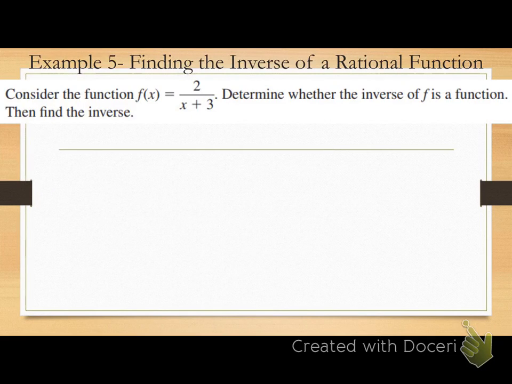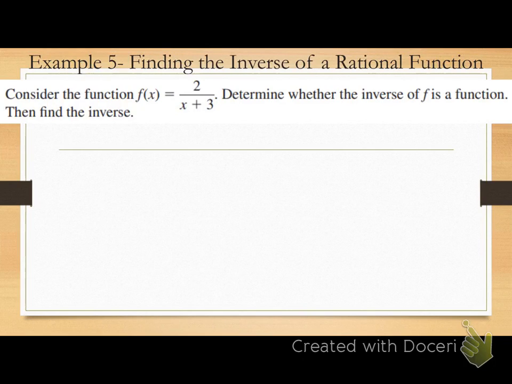Okay, consider the function f of x equals 2 over x plus 3. Determine whether the inverse of f is a function, then find the inverse. So based on the original function, how do I tell if its inverse is a function? Why do you think I had you grab the graphing calculators? Yeah, we're going to graph the original function.